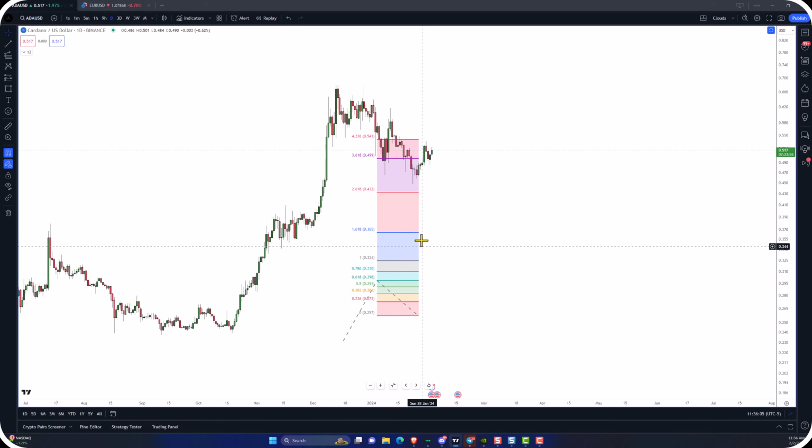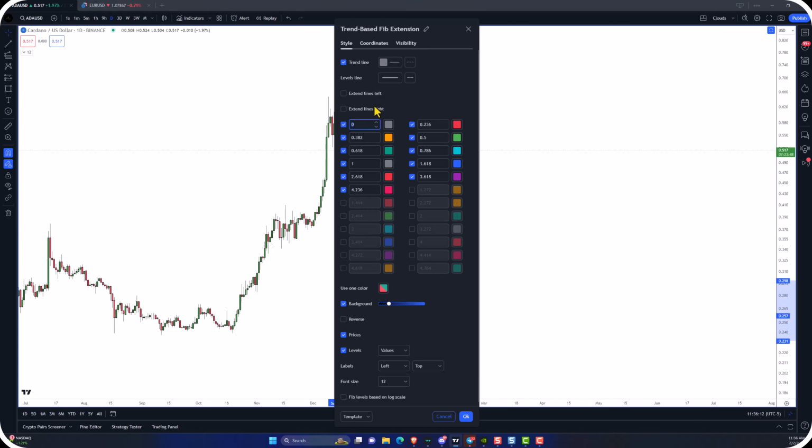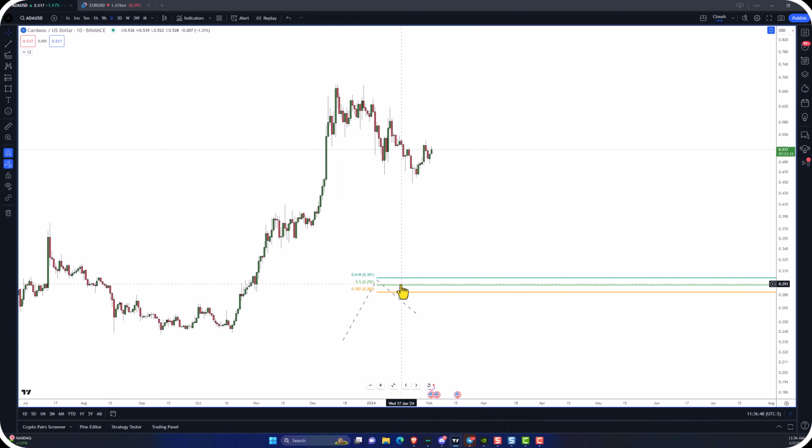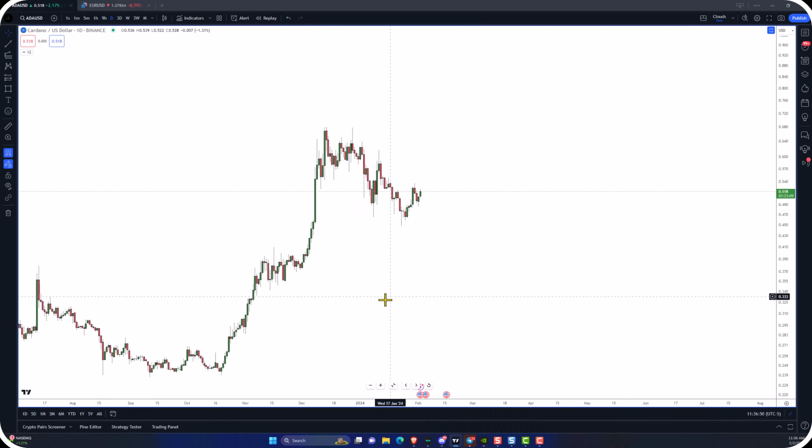Get rid of them. I'm going to double click anywhere on the tool and uncheck everything except the 382, the 618, and the 0.5. And also get rid of the background. We want the lines to extend to the right. And we want on the bottom here, the fib levels based on a logarithmic scale. All right, now it should look like this, and that's fine. You can delete this.